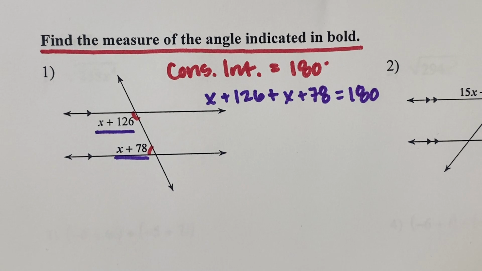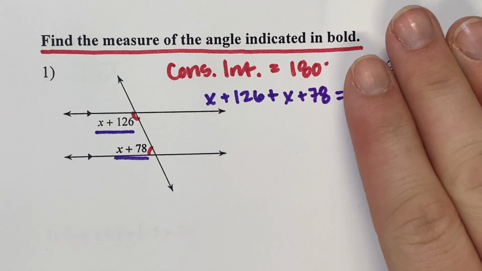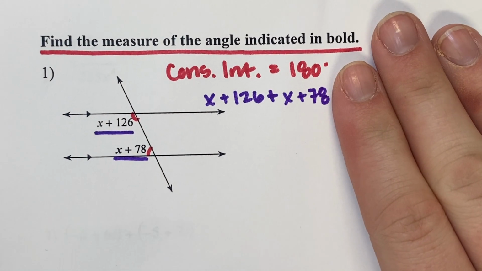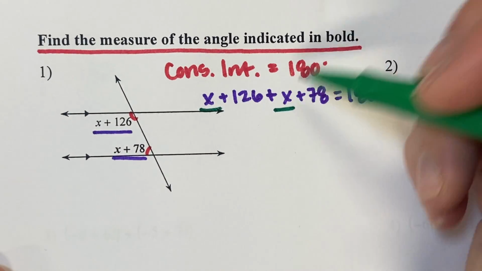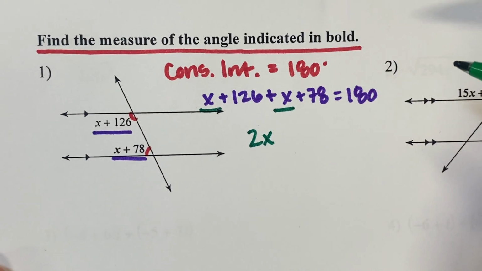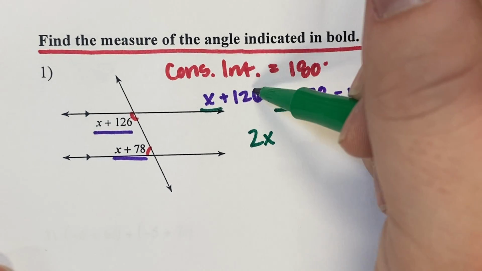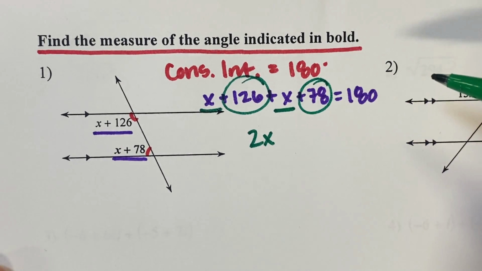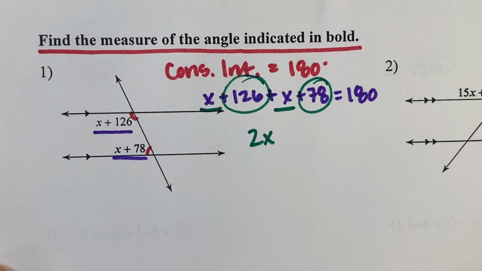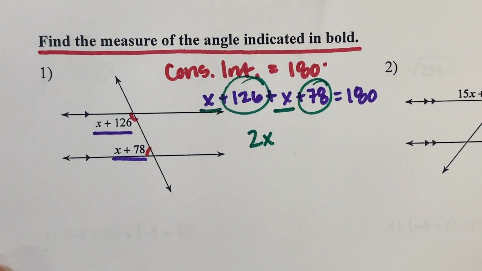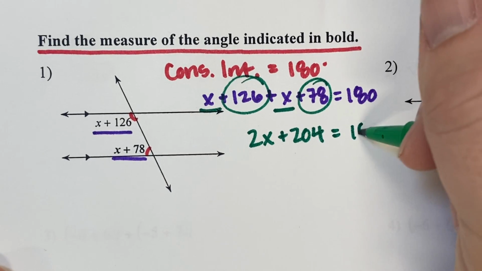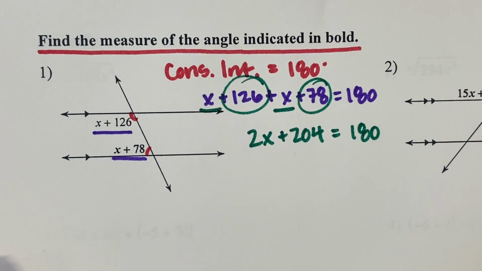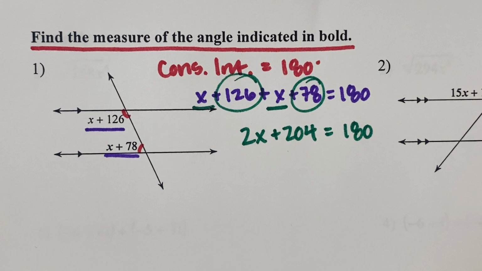Now I can solve for x. Looking at my side with my x's, I see some like terms I can combine. First, 1x plus another x is going to give me 2x. Then I can combine my constants, 126 plus 78, which is going to give me positive 204. And it still all equals 180. We haven't moved anything, so we haven't affected the 180 yet.